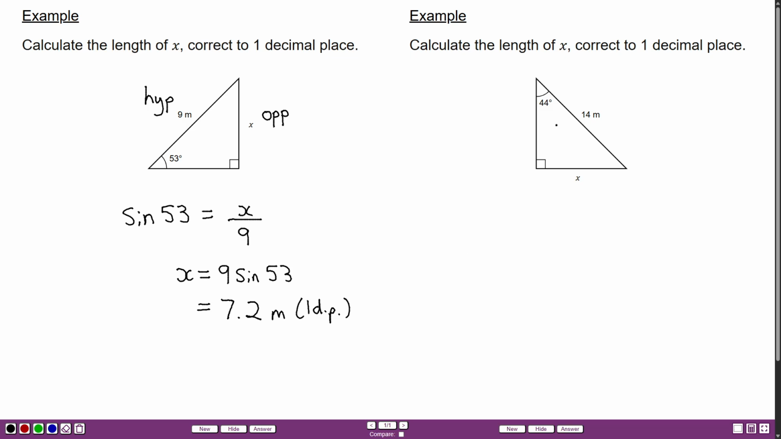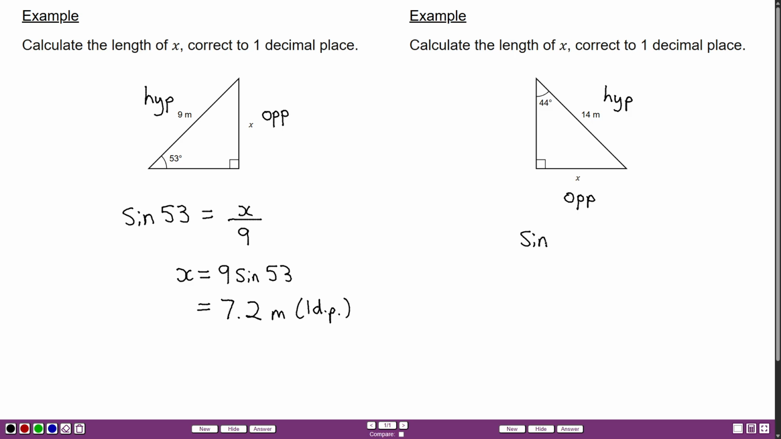Okay, so this time our angle's up here, which tells us that this x here is our opposite side, because it's opposite the angle, and the side opposite the right angle, the longest side, this one here must be the hypotenuse. And again, we're not interested in the adjacent, so that tells us it's going to be the sine ratio. So let's write that down.